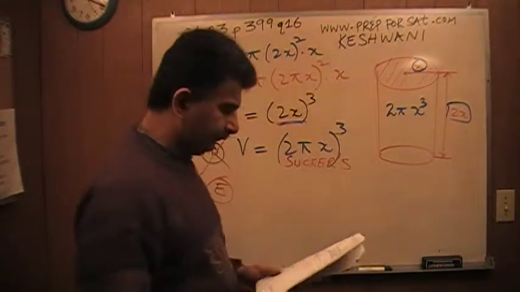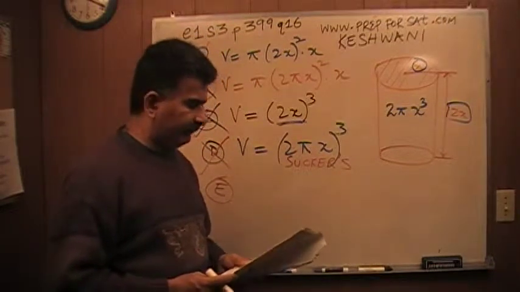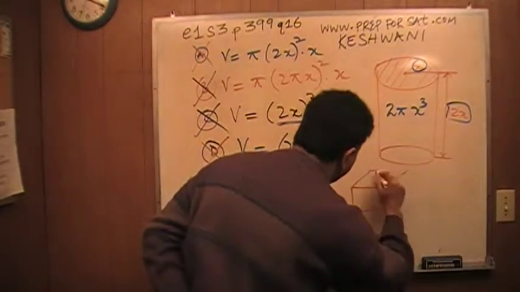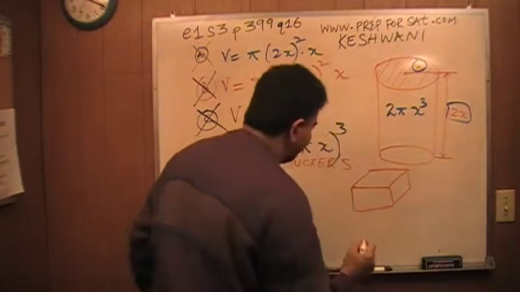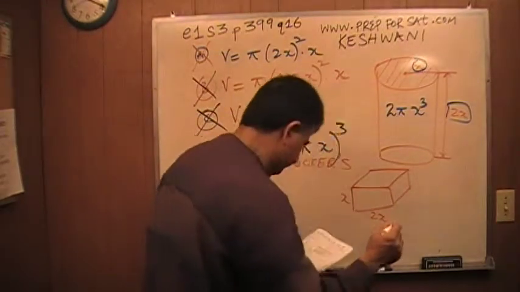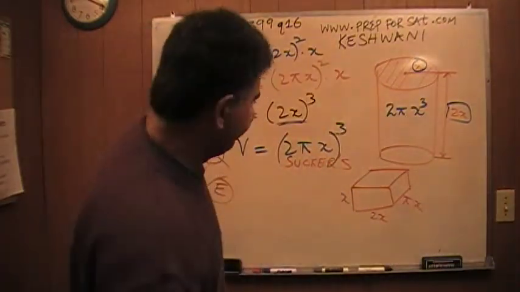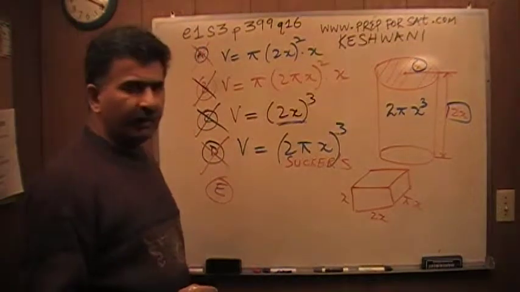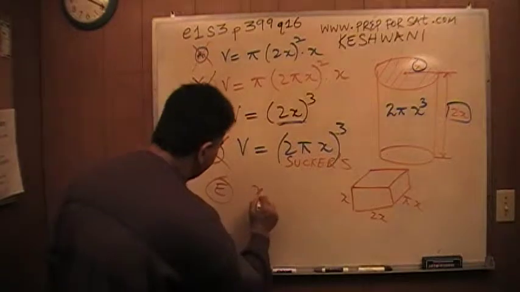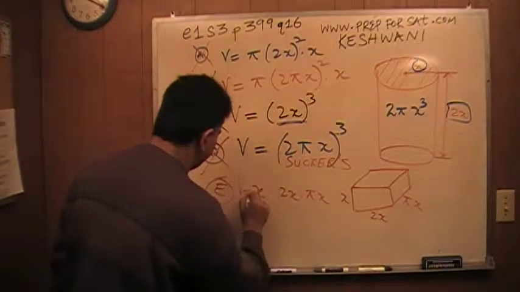Let's look at E. The rectangular solid with the dimensions 2x times 2x times pi x. Well, let's see, rectangular solid with the sides x, 2x, and pi x. This better be it, because this is our only hope. How do you find the volume of a rectangular box? Well, length times width times height. In this case, it will be x times 2x times pi x. That's going to be the volume of this solid.